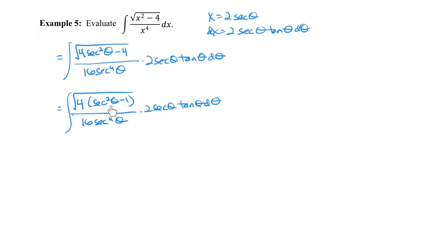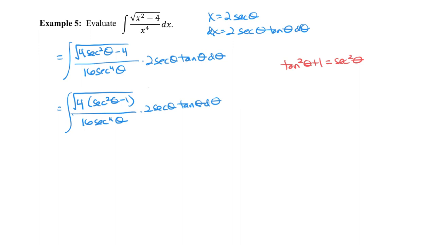I'm just going to take care of this, though, because secant squared theta minus 1 is tangent squared theta, right? Because of the identity, tangent squared theta plus 1 equals secant squared theta. So secant squared theta minus 1, right? If I just subtract 1 from each side, I'll get tangent squared theta equals secant squared theta minus 1. So this is really tangent squared theta.